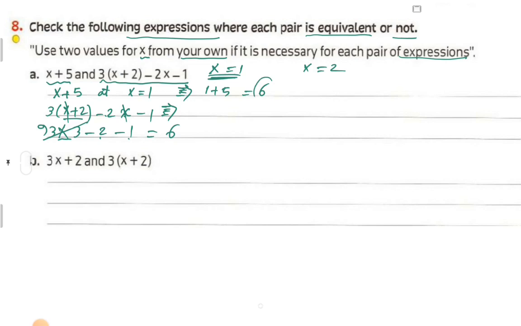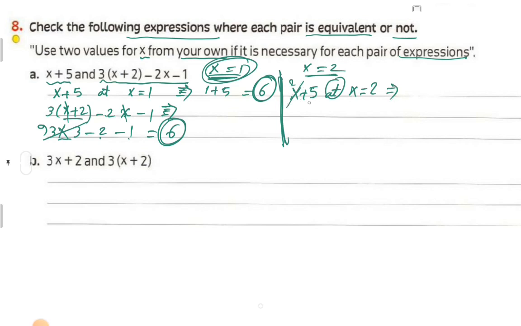Now we got 6 from the two expressions when I substitute x equals 1. Okay, that's the first trial. Try x equals 2. x plus 5 at x equals 2 will be: remove x and put 2. 2 plus 5 will give me 7.